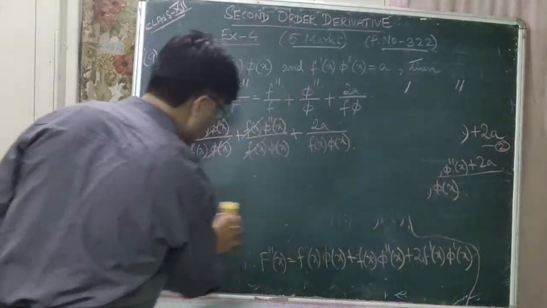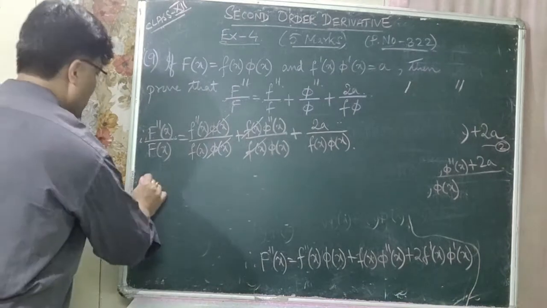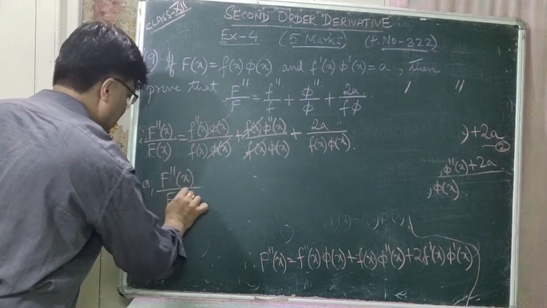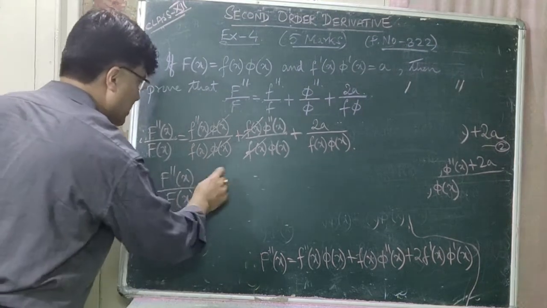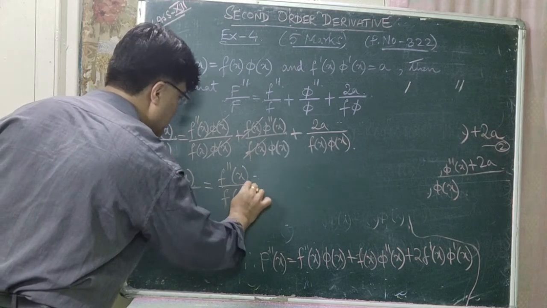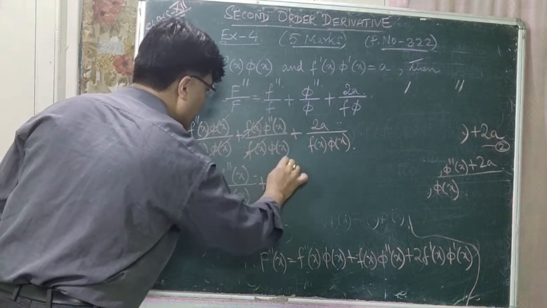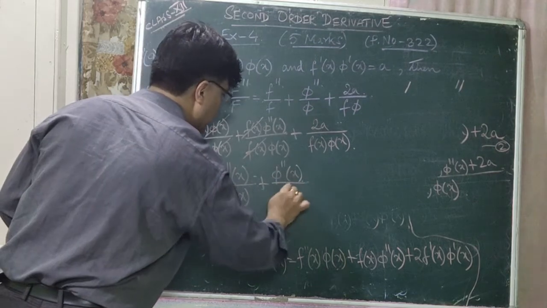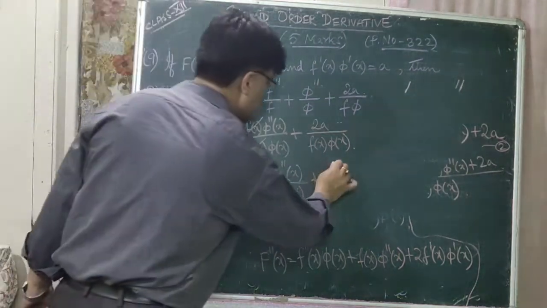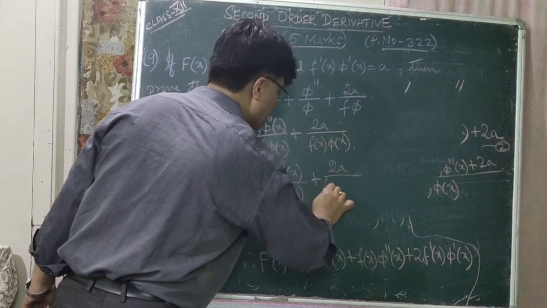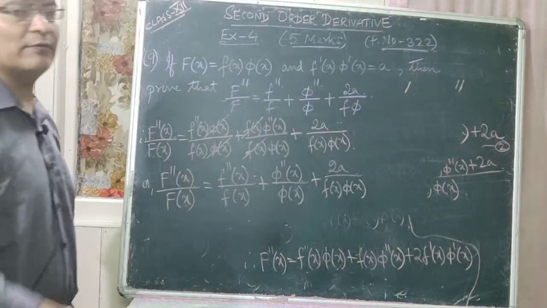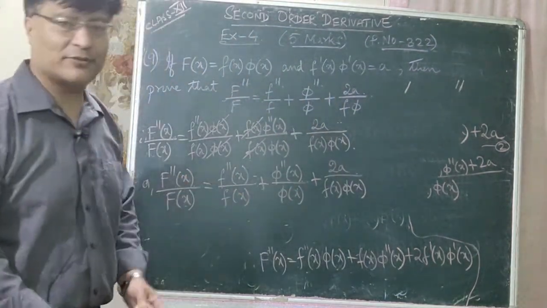So next, what will you do now? Capital F double dash of x divided by capital F of x is equal to, what are the remaining terms here? Small f double dash of x divided by small f of x plus here phi double dash of x divided by phi of x plus, what is the last term? That is 2a divided by f of x into phi of x. So I think you have understood it. Actually, we have to prove this result.